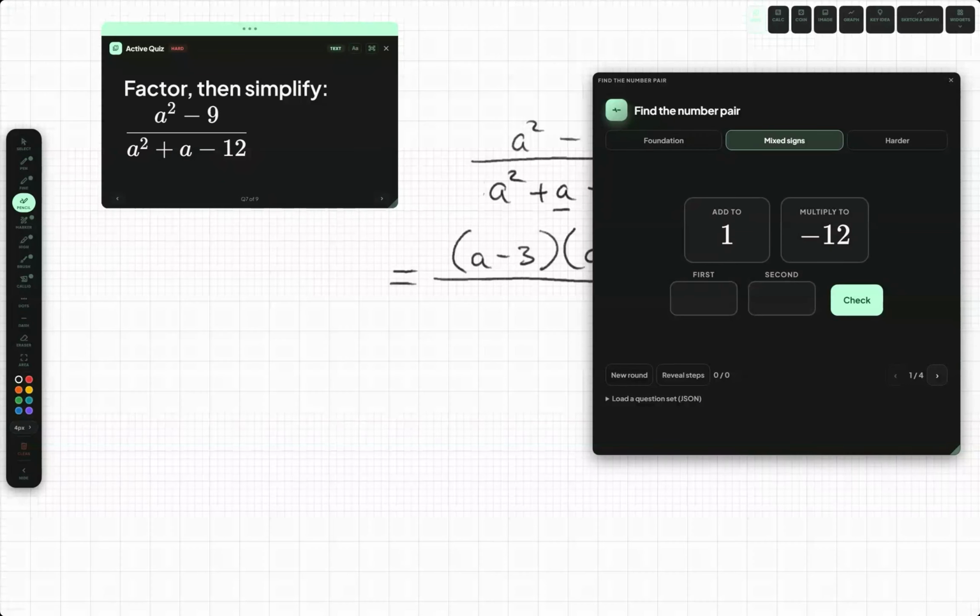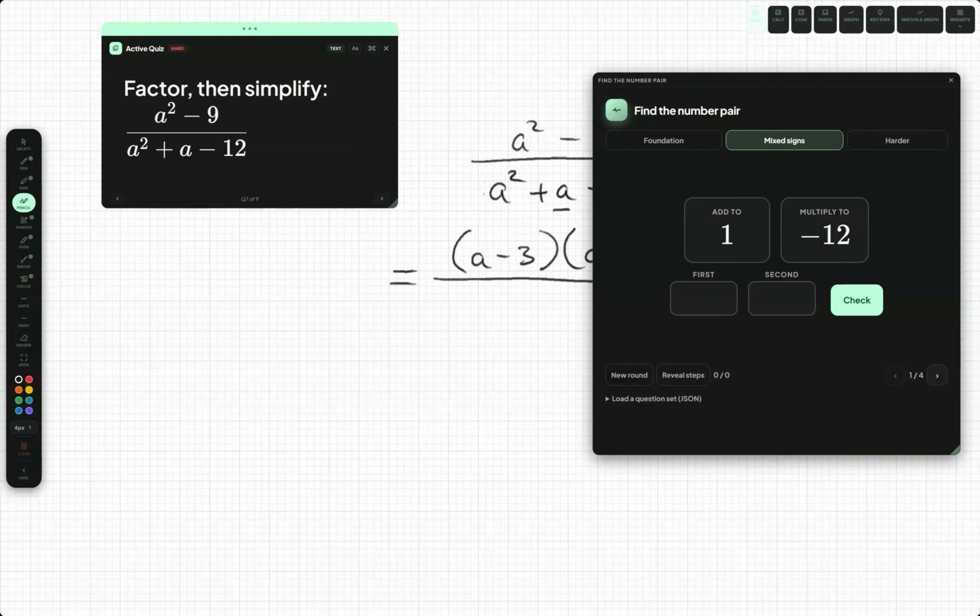All right, so think about your product first. Think about what numbers are going to multiply to give negative 12. When it's negative, it means one has to be positive and one has to be negative. And because our middle term is positive, when we sum them, the positive one has to be larger than the negative one. So what numbers have a product of 12? We'll deal with the sign in a moment.